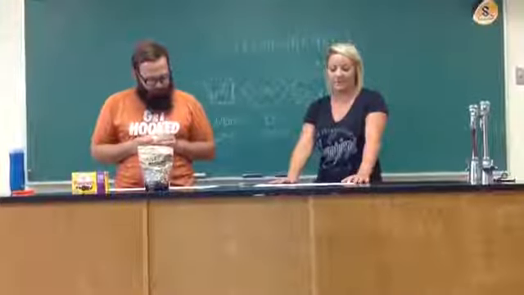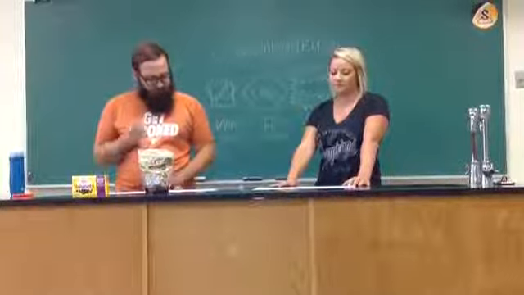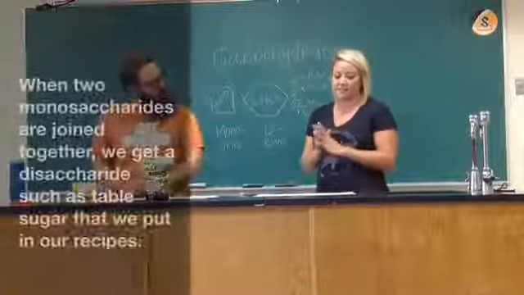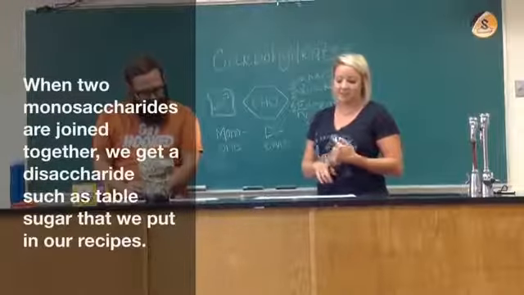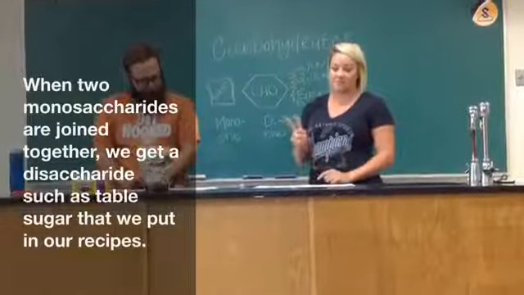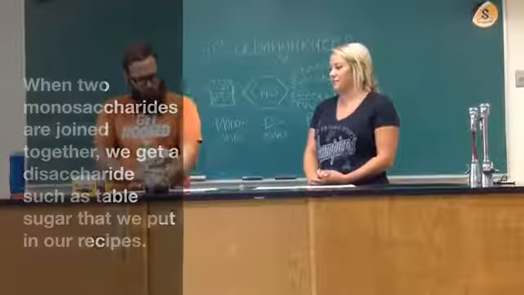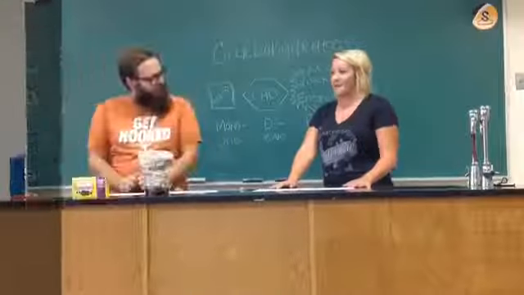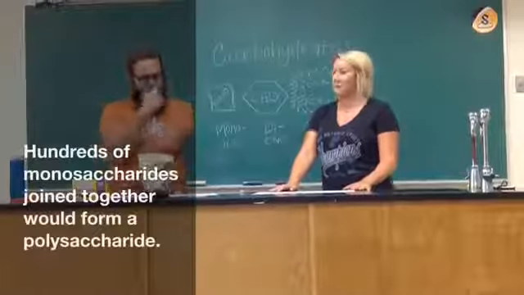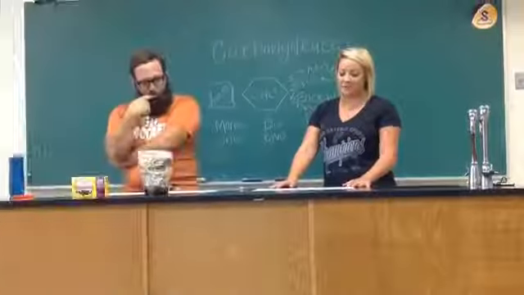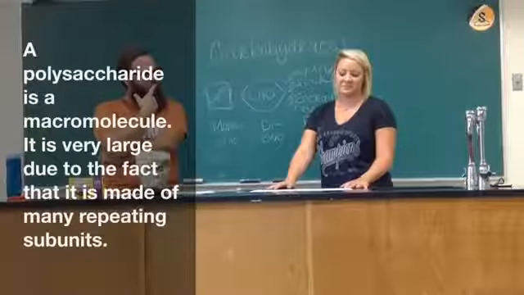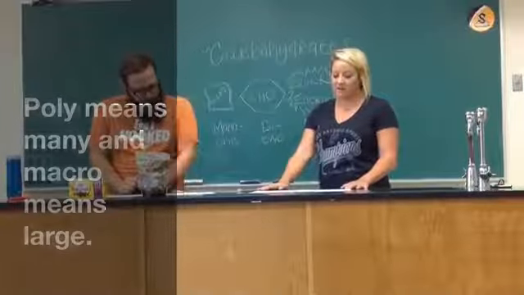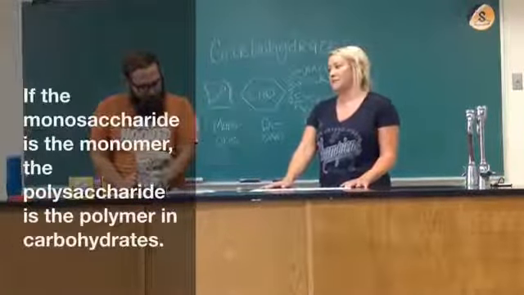Okay. Are there bigger molecules made from these subunits of carbohydrates? Yes, when 2 monosaccharides are joined together, we get a disaccharide, such as table sugar that we put in our recipes. Di means 2, so this molecule has 2 subunits that it's built of. Okay. What would it be called if there were hundreds of monosaccharides joined together? That would be a macromolecule called a polysaccharide. Macromolecules are large molecules made of repeating subunits. So poly would mean many. Right, you got it. If the monosaccharide is the monomer, the polysaccharide is the polymer in carbohydrates.